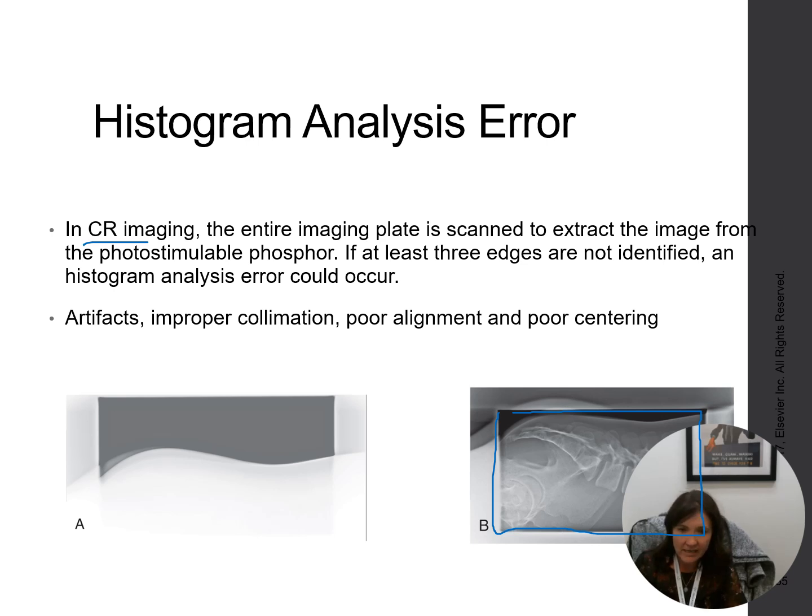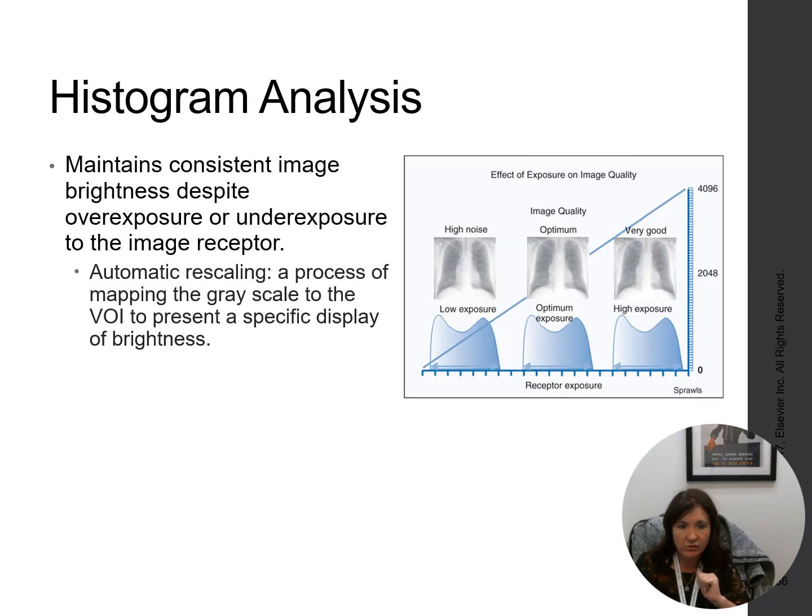So in this particular case, you can see this one is collimated pretty equally on all 4 borders. This one is open all the way to the top, but collimated here. And so it's got big collimation here, here, and here, no collimation up here. Because of that, it's getting a histogram error. And despite the technique being just fine, you can't see anything on the image. So that's why we have to avoid histogram errors.